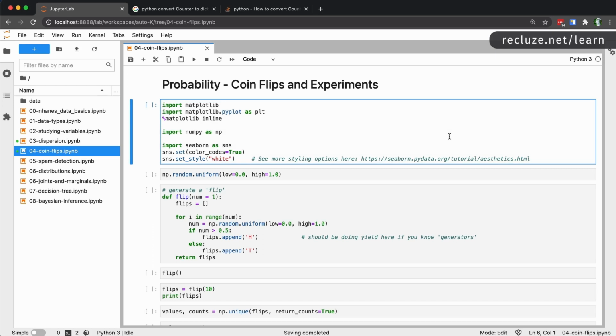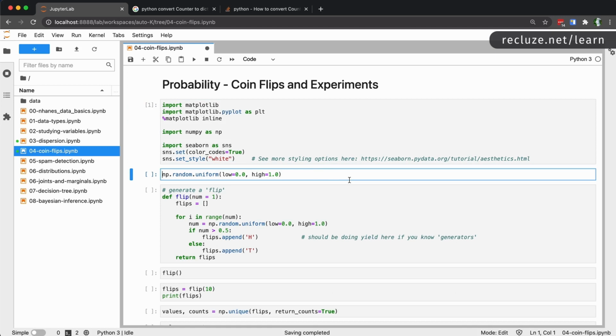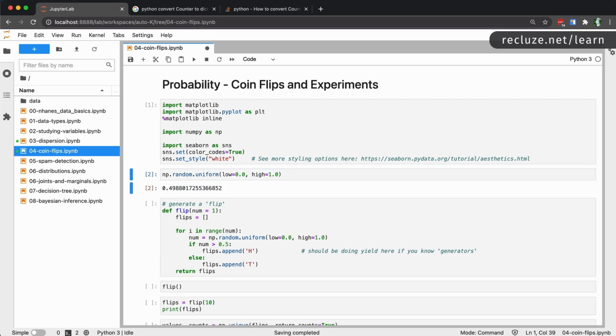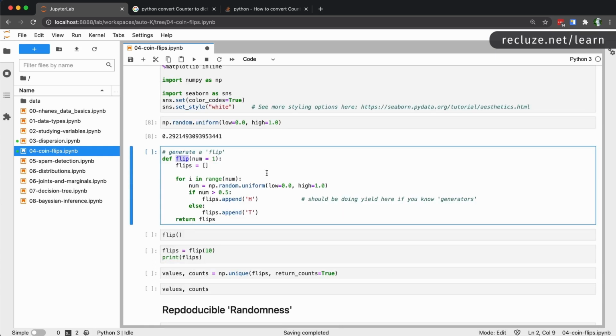As always, we are going to import Matplotlib and Seaborn, and we are going to generate a random number which is going to be used to simulate a coin flip. So we are going to say np.random.uniform, low is equal to 0 and high is equal to 1. If we do that, we can generate numbers, but we don't want numbers. What we need is a head or a tail. We are going to write a very simple function, flip, which takes one argument as its input, and it generates that many coin flips as a result.